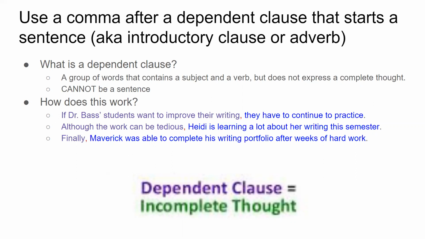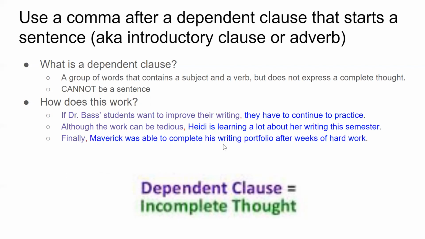Again, we often use, sometimes as transitions, one single word, typically formatted as an adverb. So this last example, "finally," is our adverb here. Finally, comma, Maverick was able to complete his writing portfolio after weeks of hard work.